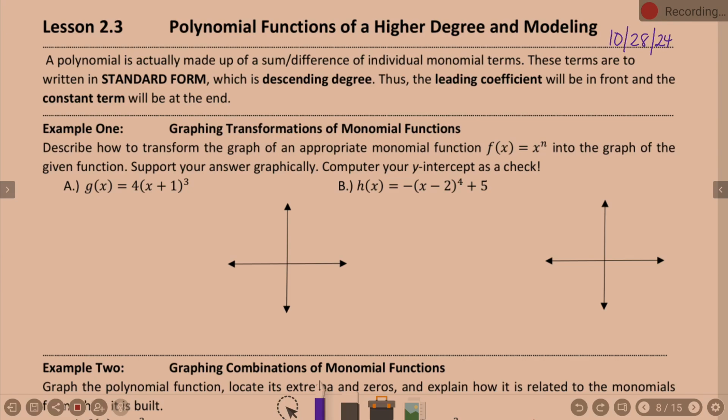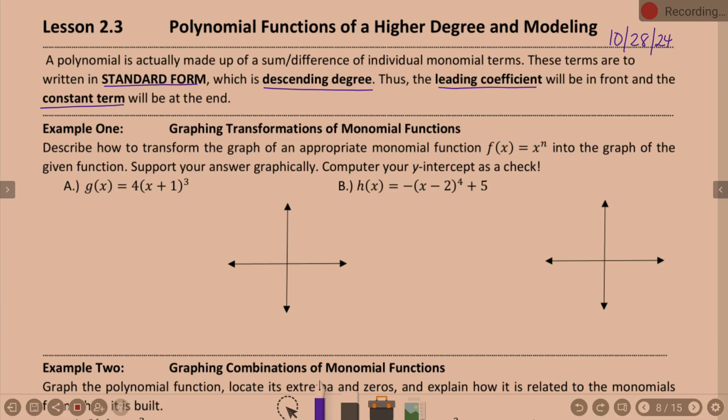Okay, so if you recall, standard form is when you arrange the terms in order by descending degree. So going from highest power to lowest power. And when we talk about that, then the leading coefficient is the coefficient that is in front of the highest power term. And then the constant term is at the end. Okay, so a little bit of vocabulary review there.